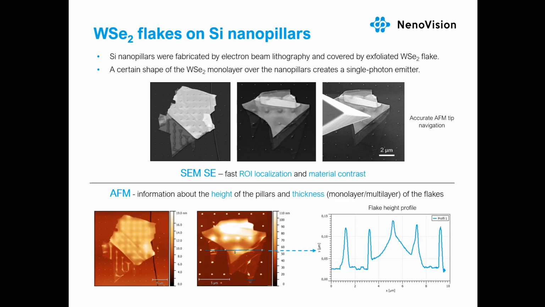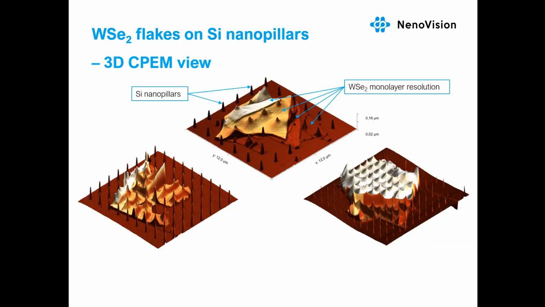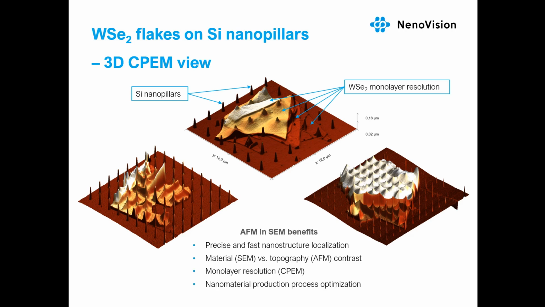Here the AFM topography served predominantly to expand the 2D SEM material contrast into the third dimension, which is of particular advantage when analyzing such a complex sample that in fact represents a combination of 1D and 2D materials. The CPAM image clearly shows the advantages of combining SEM and AFM. Merging the SEM material contrast with AFM's monolayer resolution helps to visualize and understand how the flakes cover the nanopillars.